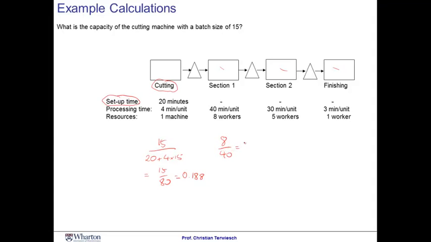8 divided by 40 is equal to 0.2. Similar for the next step, we have 5 divided by 30, which gives us 0.1666. And then finally 1 divided by 3 equals 0.33. So we notice that the step with the lowest capacity is over here at section 2, and we'll define this step as the bottleneck.